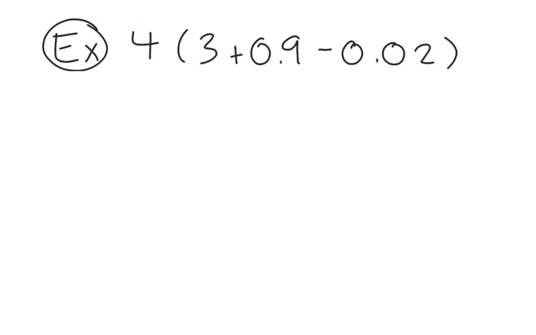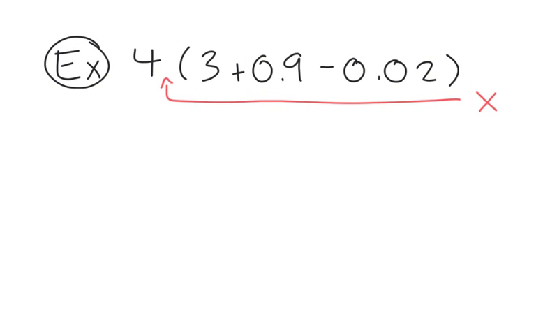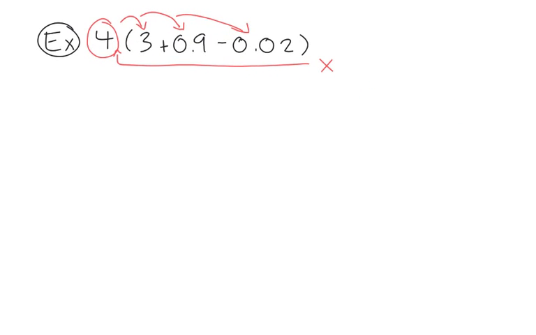In our last question, we have 4 bracket 3 plus 0.9 subtract 0.02 bracket. Again, you'll notice that there's a number in front of a pair of brackets, which means the operation actually is multiplication. I'm going to make a little bit of space for myself. Remember, you're going to use the distributive property in this question. This 4 is going to be distributed to everything within the brackets. Let's go ahead and do the work on the side. I'm just going to scroll out to make some space for myself.